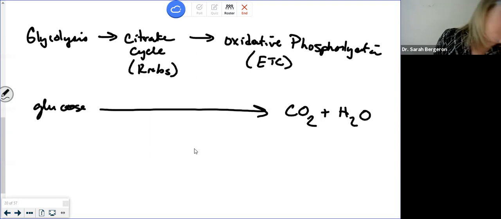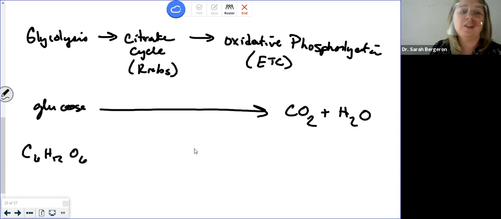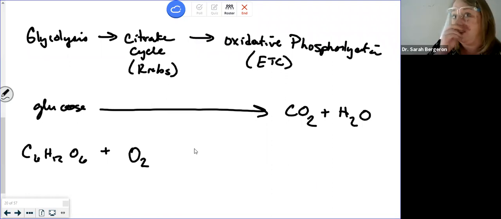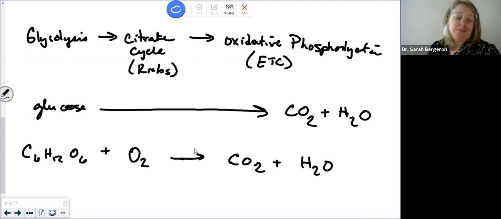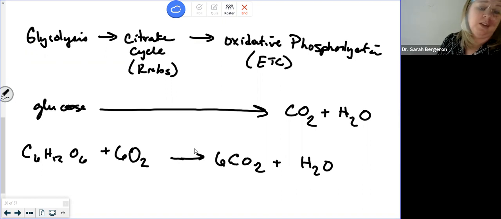So what is glucose? What's the molecular formula? C6H12O6, right? And we have to do this entire process. We have to have what other substance present? Oxygen, right? Plants don't need oxygen. Plants produce oxygen. We, on the other hand, need oxygen, and we produce CO2, and I just gave it away, water, right? But really we have to balance that, right?